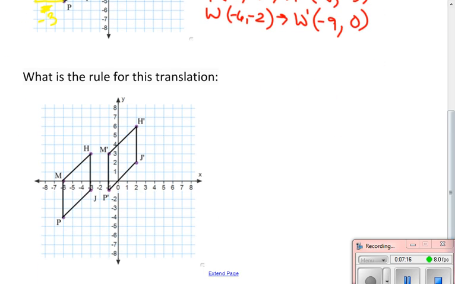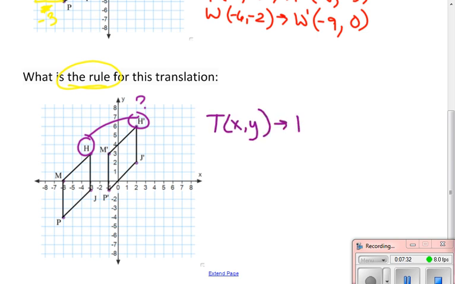The last example says, write the rule. So you need to examine this picture and say, how did I go? Here's my pre-image, H to H prime. How did I get there? So T of (x, y) will become what? T prime of. So from this H, I'm going to go 1, 2, 3, 4, 5 units right, plus 5. And from here, I go 1, 2, 3 units up.